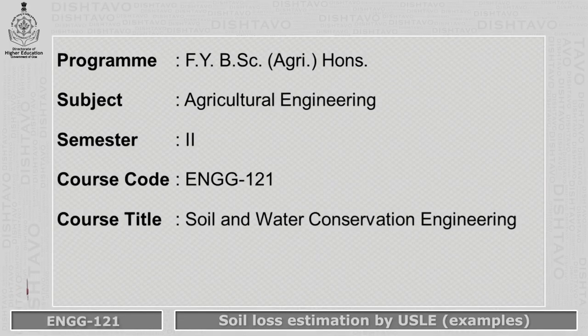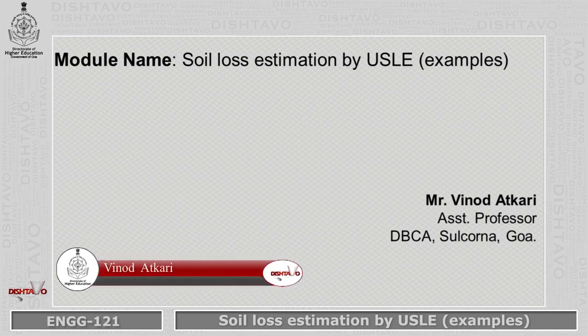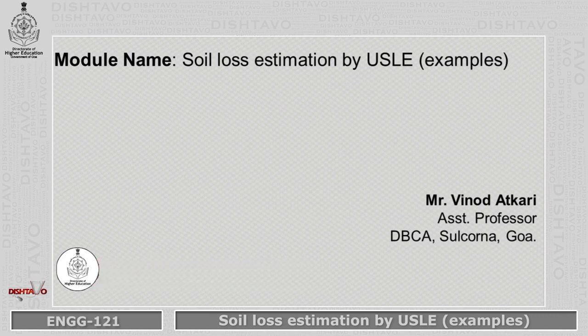Welcome all the students. Now we'll discuss the 10th module for this program, first year BSc Agriculture Honours, for the subject Agricultural Engineering for second semester. The course code is Engineering 121 and the title of the course is Soil and Water Conservation Engineering. The name of the module is Soil Loss Estimation by USLE, with some examples. I am Professor Vinod Adkari, Assistant Professor, Don Bosco College of Agriculture, Sulcorna, Goa.